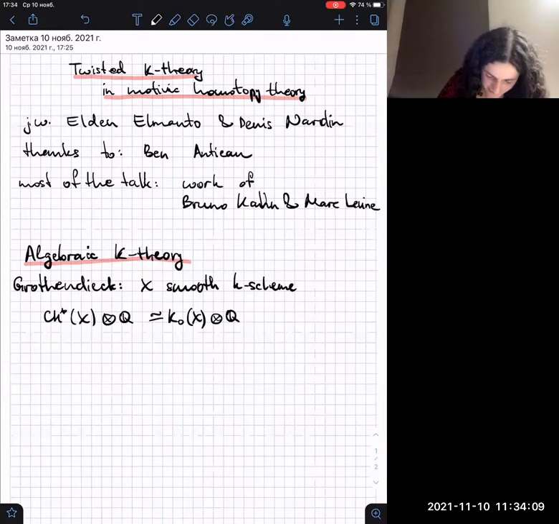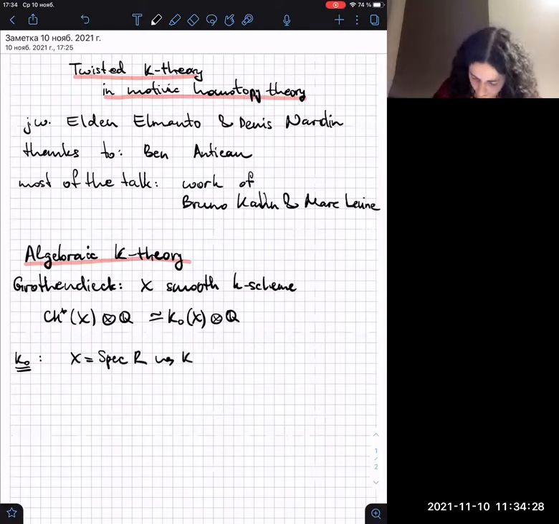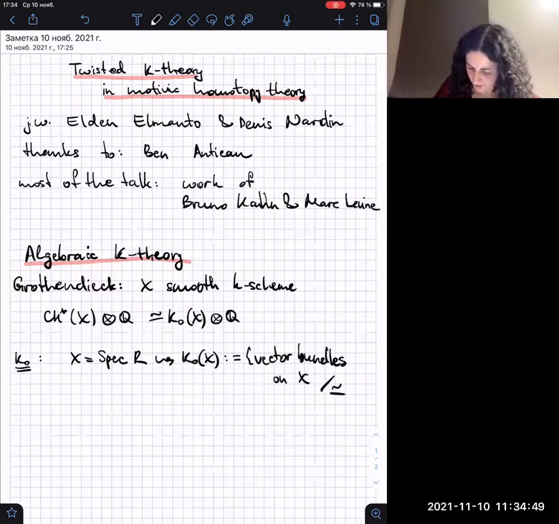Of course, it makes sense if one knows what the right-hand side is. The zeroth K-theory has an explicit definition. It's an abelian group for any scheme X, which is defined in the simplest way when X is an affine scheme. In that case, if it's Spec R, then you take finitely generated projective R-modules, or I will write that as vector bundles on X, up to isomorphism. You consider it as a monoid with respect to direct sum.